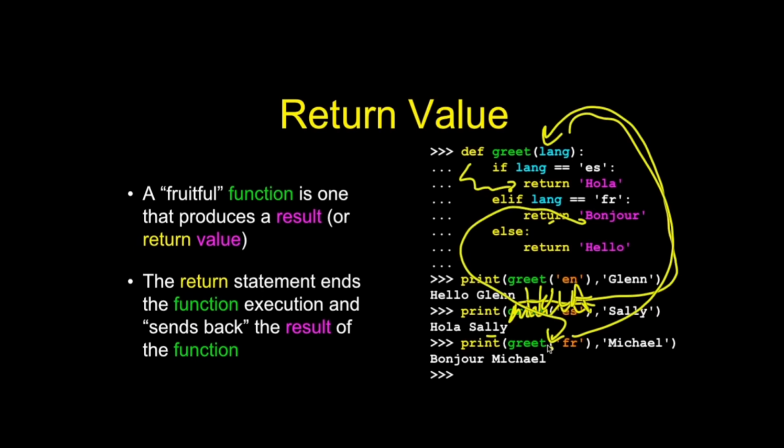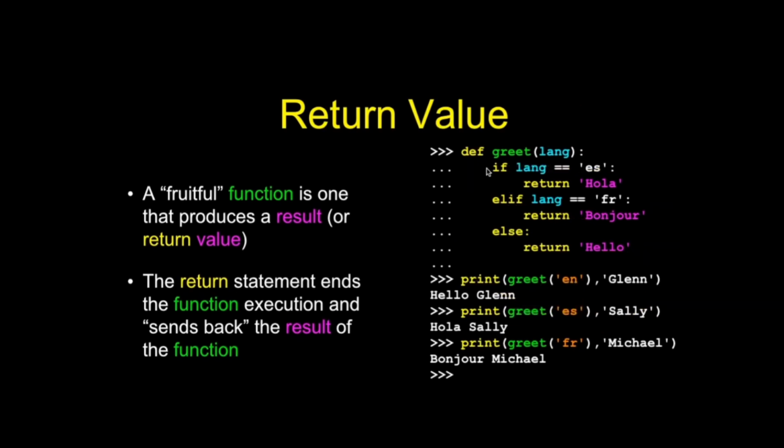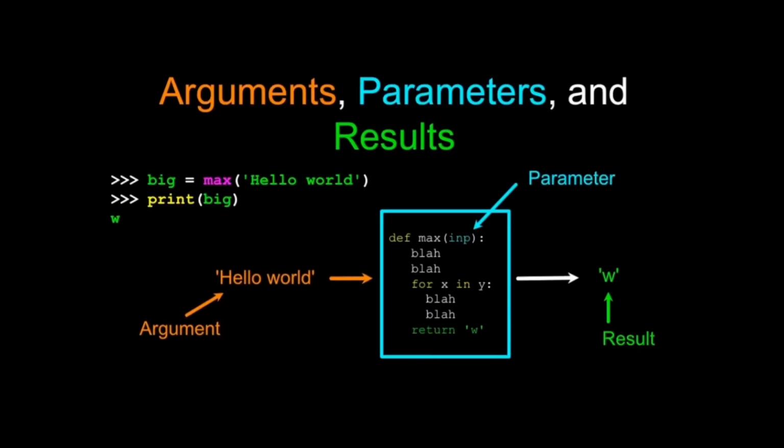So you see how we can control, as we're writing the function, what residual value we want to see in whatever expression is calling us. Sometimes we have returns and sometimes we don't. If you think of the max code that we talked about before, we can see that somewhere inside that max code there's a return, and that's how it communicates the W back to us.